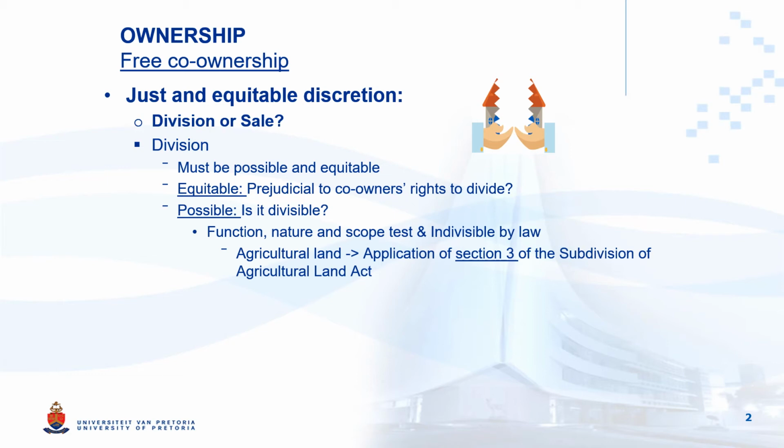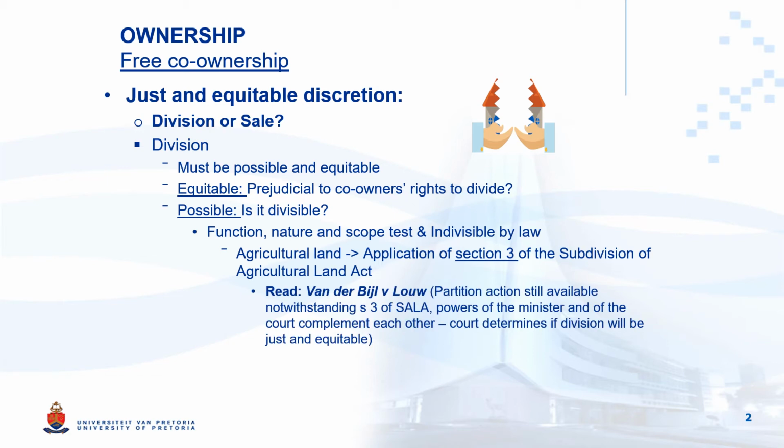Now, in a nutshell, in Van der Bijl, the court held that Section 3 of the SALA does not prohibit the court from finding that it would be just and equitable for agricultural land to be subdivided. However, Section 3 prohibits the registrar from carrying the order into effect without first obtaining consent from the minister. And this idea that the registrar won't be able to register the property or do the subdivision and then register it into the names of the new individual owners is also encapsulated in Section 6 of the SALA.